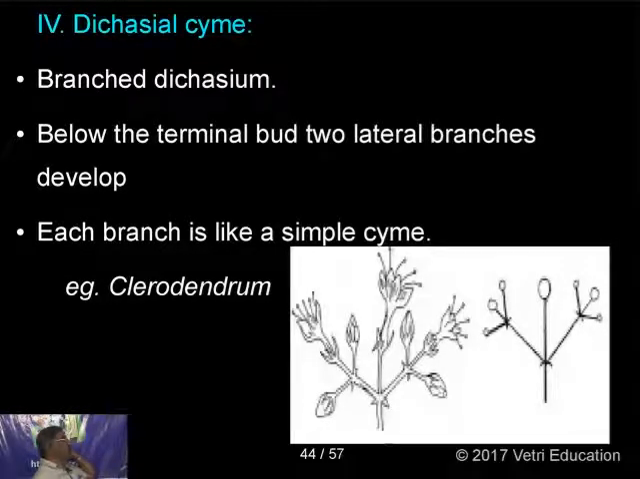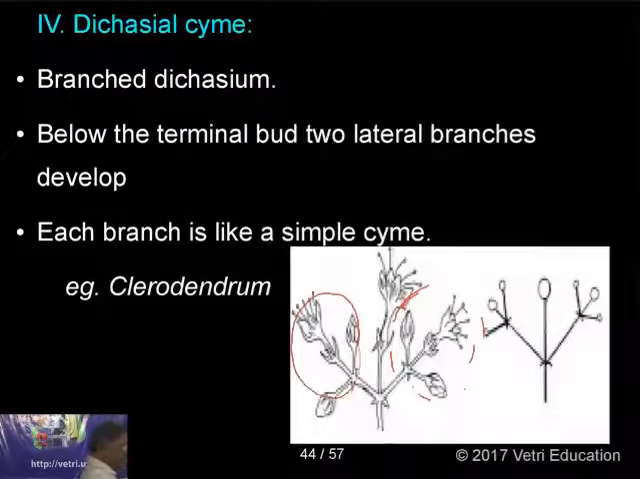Next, we will see the branched dichasium, having branches: a terminal bud having two lateral branches, and they will give the flowers here. This is the main one; the first one developed into a flower and stops its growth, and from its bracts, two branches develop. Each branch is a simple dichasium. This is a simple dichasium, this is another simple dichasium. So it is called a branched dichasium, example Clerodendron. Here also you have a scheme. The main branch or main peduncle ends with a flower and leaves two bracteoles. From the axis of these two bracteoles, two branches develop.